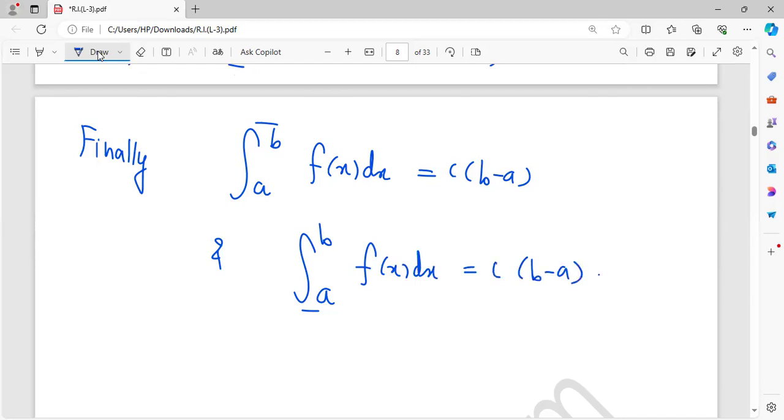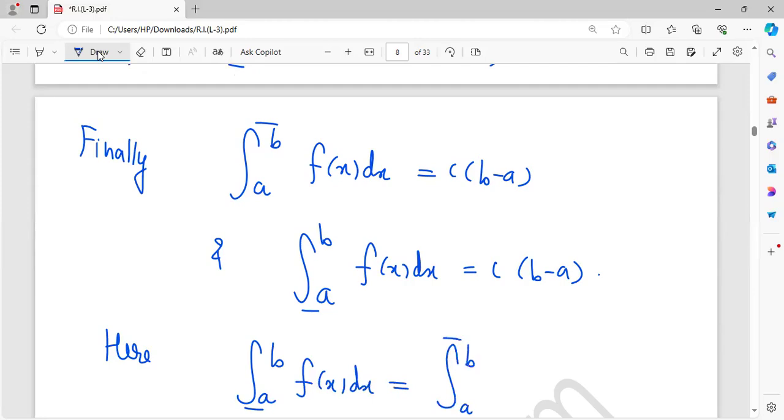So here the lower integral is equal to the upper integral, because both are c(b minus a). Okay.